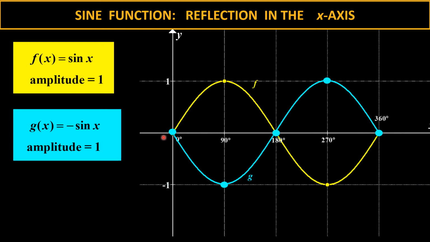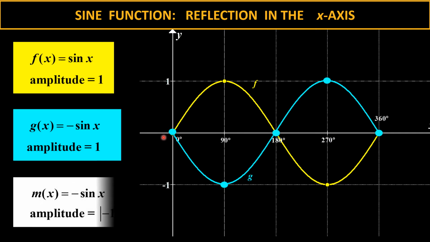Let's take the other one back so we can compare the two. So if I want to reflect it in the x-axis, sine x becomes negative sine x. Although I have a negative 1 there, the amplitude is still positive 1.